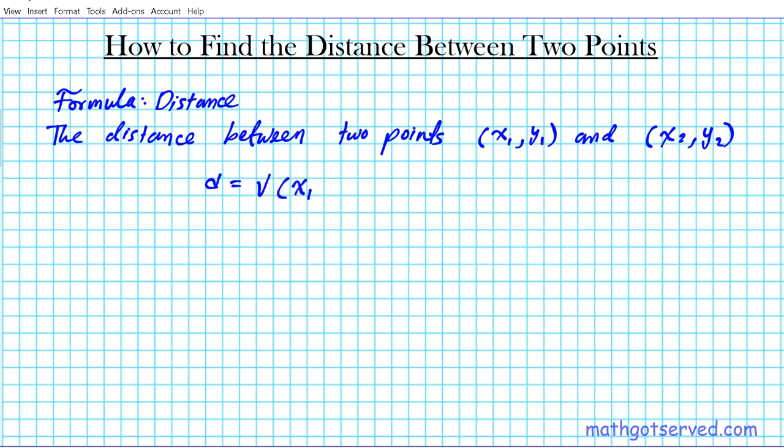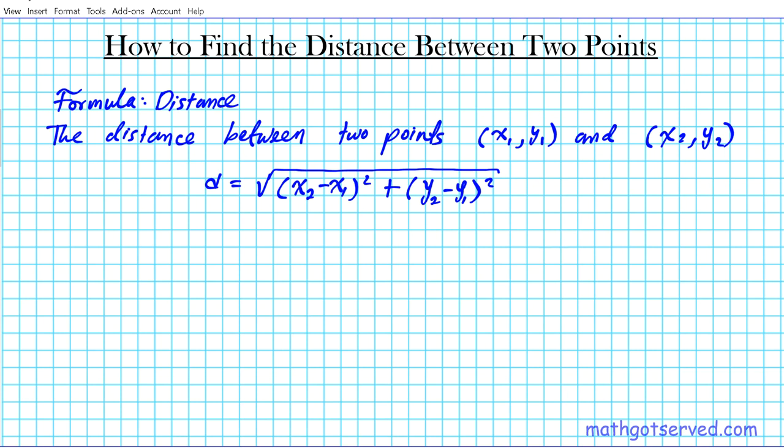of x2 minus x1 squared, plus the quantity y2 minus y1 squared. All right, so the square root of that. So this basically is your distance formula.